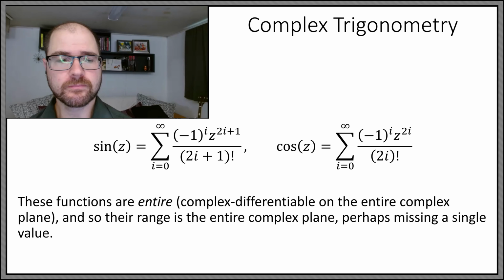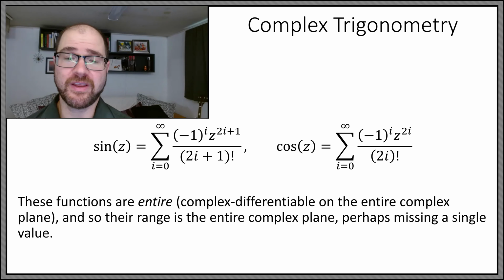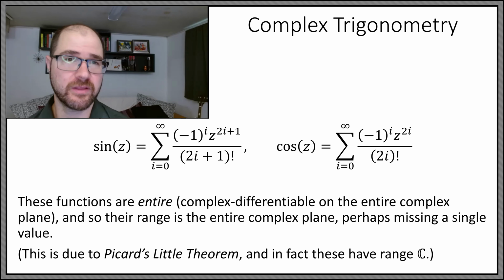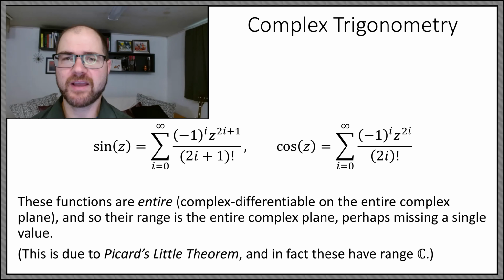These functions are what are known as entire. They are complex differentiable at all complex values, and their range is the entire complex plane, perhaps missing one value. This is a result called Picard's little theorem. In fact, these have range all complex numbers.